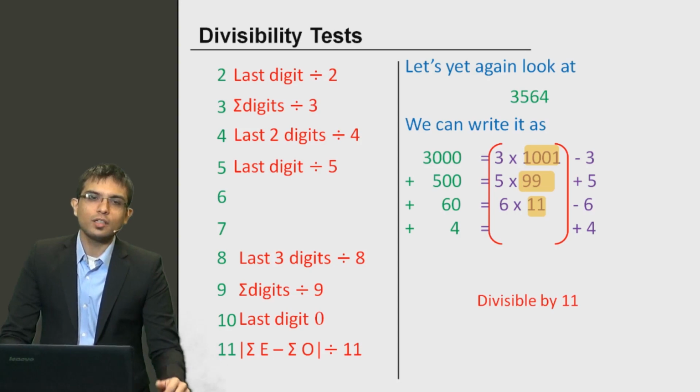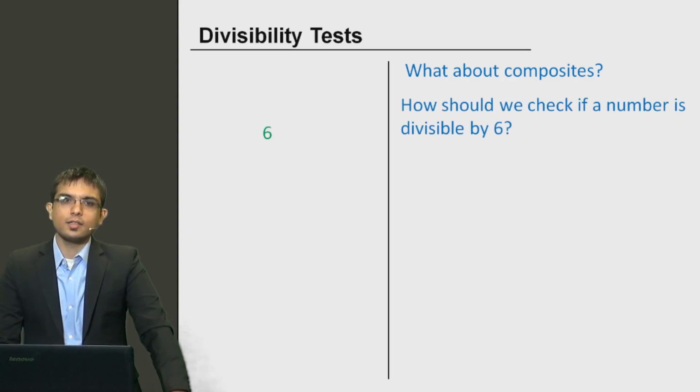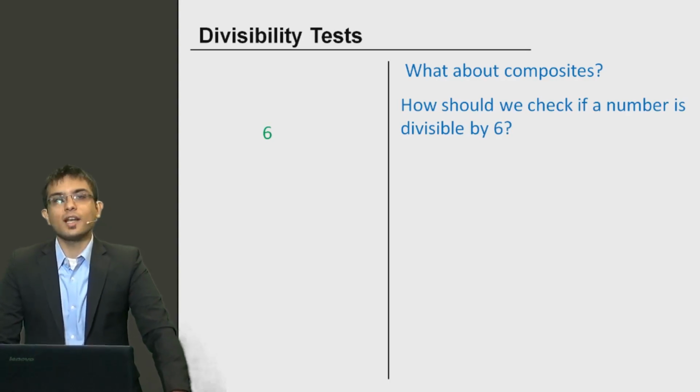Now let us try to understand some of the composite numbers. उनका divisibility rule कैसे आता है? So let's take a number called 6. How can you say a number is divisible by 6 or not? See, 6 बनता कैसे है वो जानना बहुत ही जरूरी है.